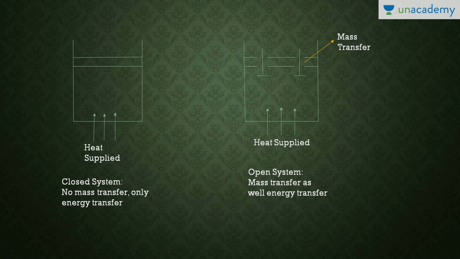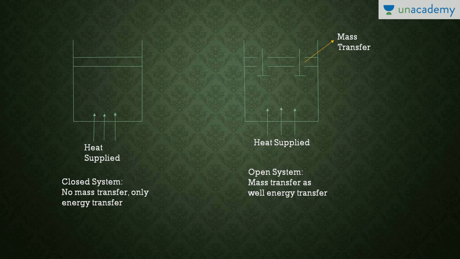This is the difference between closed system and open system. Now, I have told you, cylinder piston without valve is a closed system, and cylinder piston with valve is an open system. Here I am explaining that particular example. In closed system, as you can see, this is a cylinder piston arrangement. There are no valves as such. Heat is supplied, energy is supplied, but there is no transfer of any mass. So in closed system, there is no mass transfer, only energy transfer. This is a closed system.